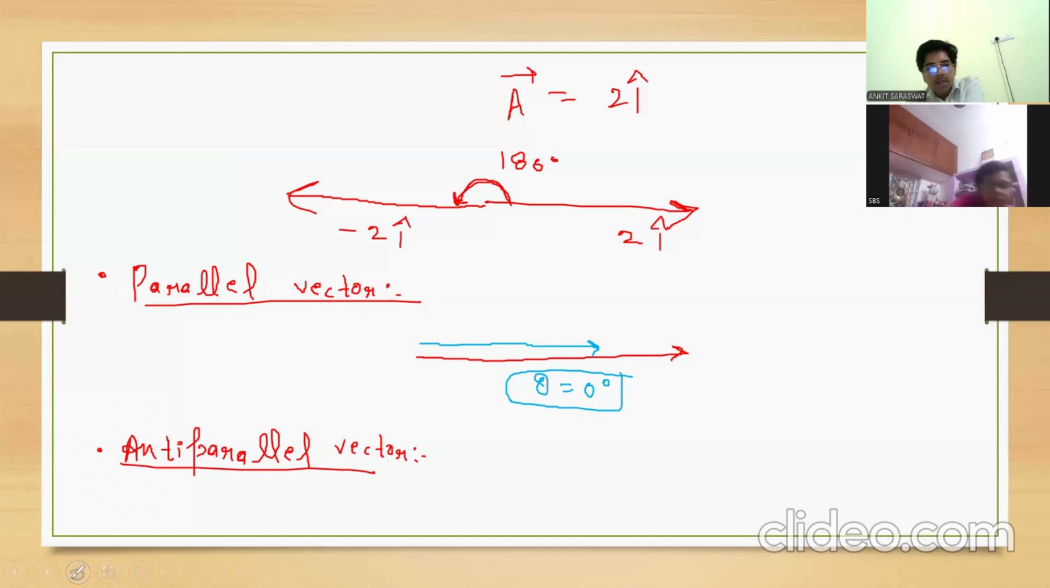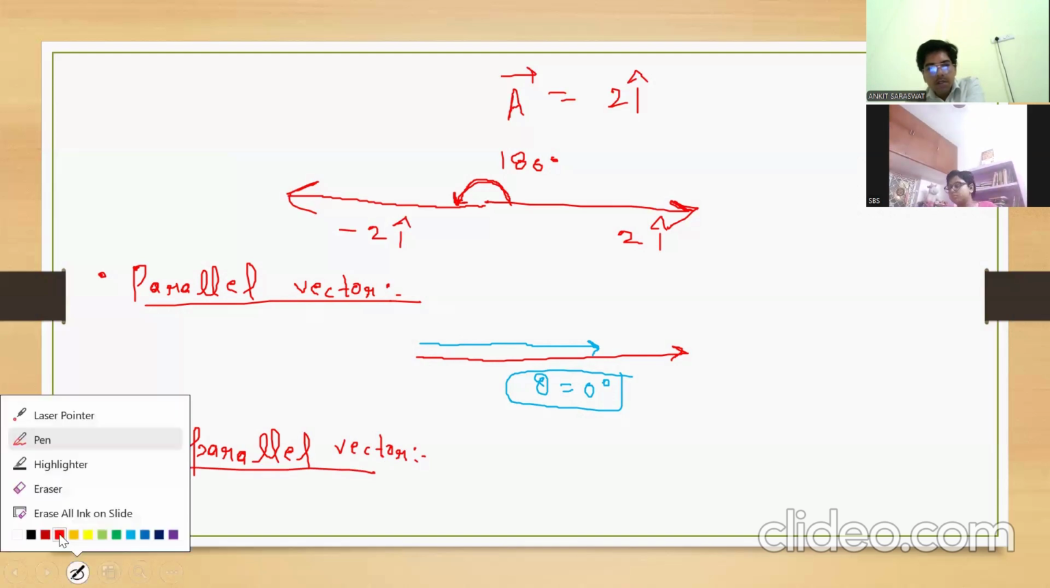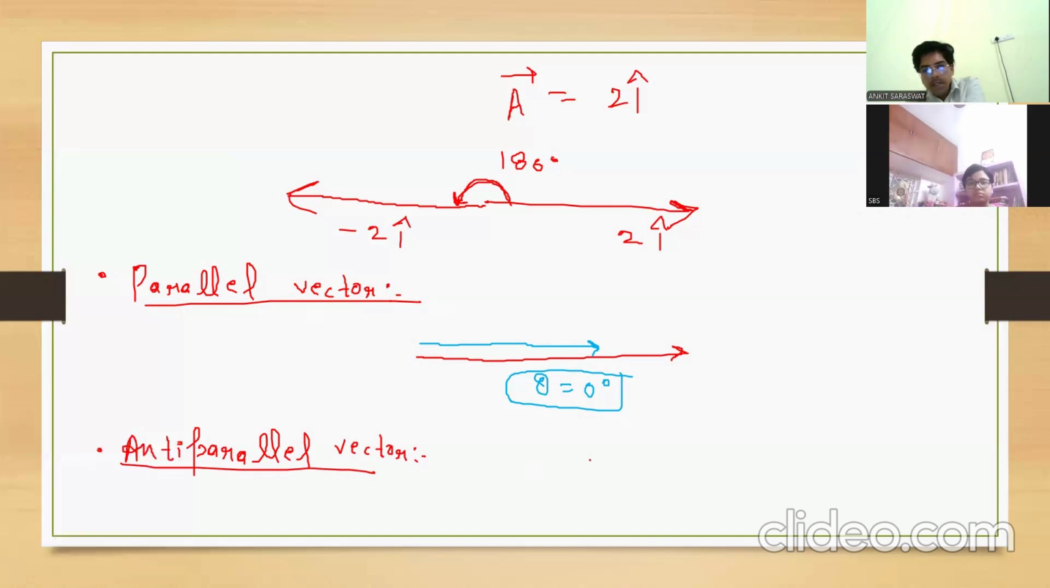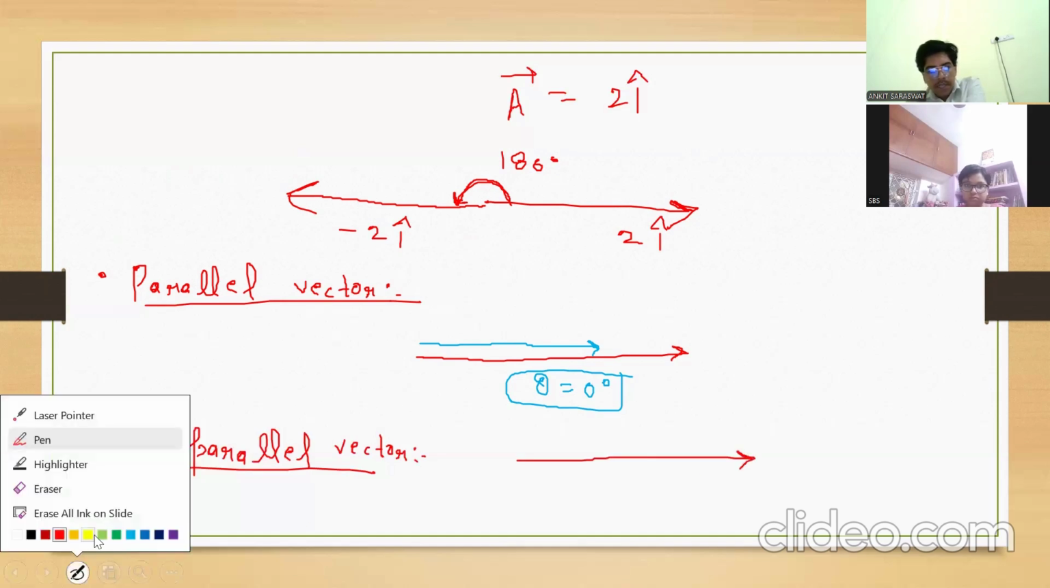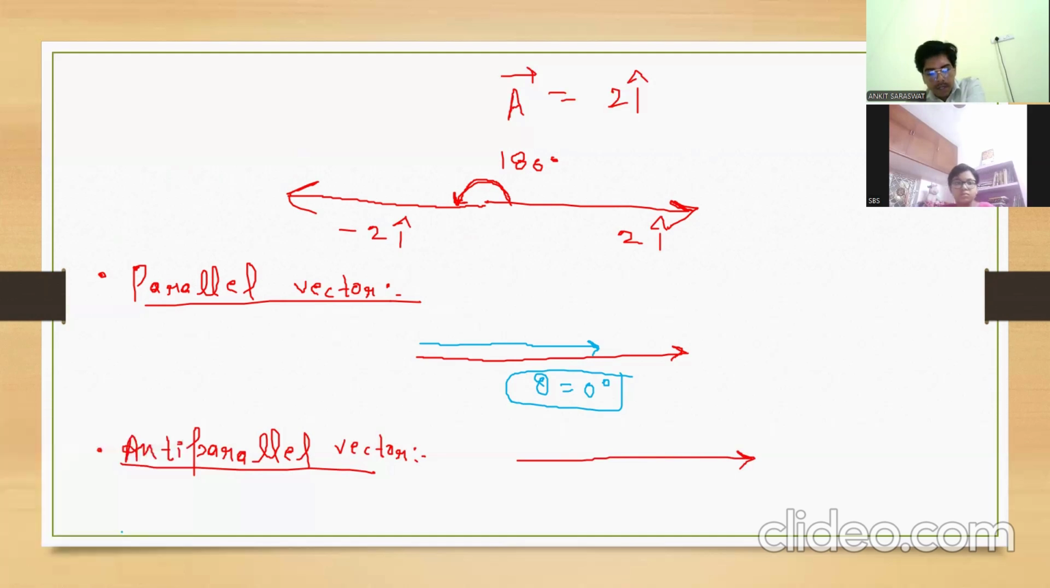Anti-parallel means what? This is one vector. Direction is simply angle in 180 degree. Second vector, if I draw like this. Clear? What is the angle between these two? Theta is? Both are anti-parallel simply means they have a different direction. Theta is 180 degree. Simply understand. Okay, theta is 180 degree.